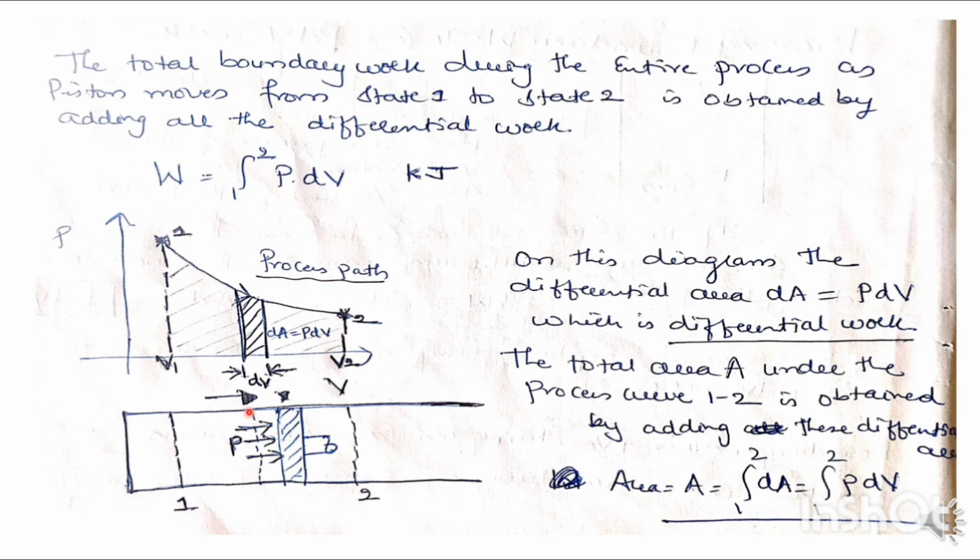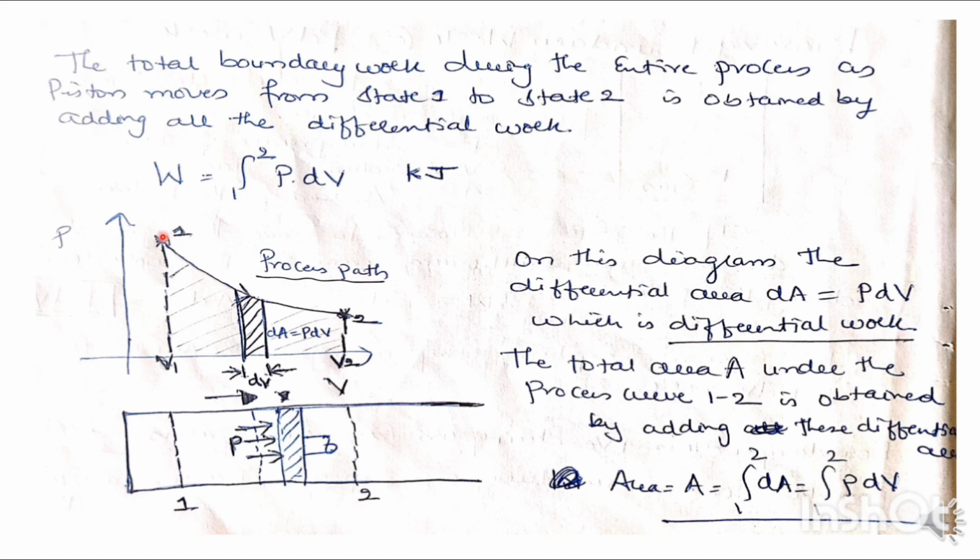You can see here the piston is moving from this position to this position. This is the sketch. On this diagram, the differential area dA equals P into dV, which is the differential work. If I want the total area for the entire process curve 1 to 2, by adding all these differential areas, that is, area A equals the integration of 1 to 2 dA, which is nothing but the integration of 1 to 2 P into dV.